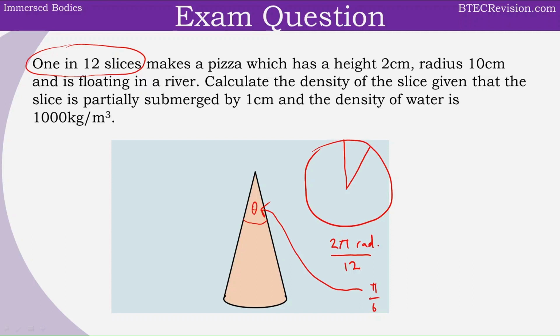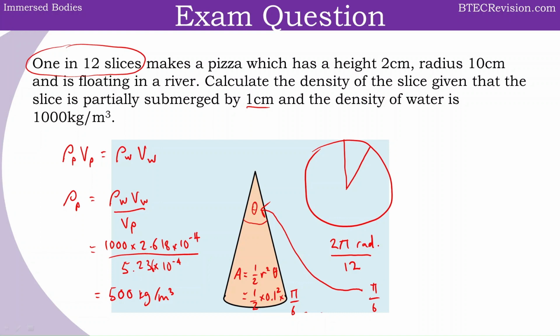And next, we can work out the area. If you remember our lessons in mathematical techniques, the area of a sector is a half r squared theta, where theta is measured in radians. So we can plug in our values now. The radius is 10 centimeters, so that's 0.1 meters squared, times the angle pi over 6. So the area is equal to 2.61 times 10 to the power of minus 3 meters squared.